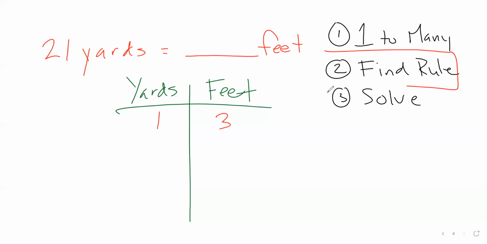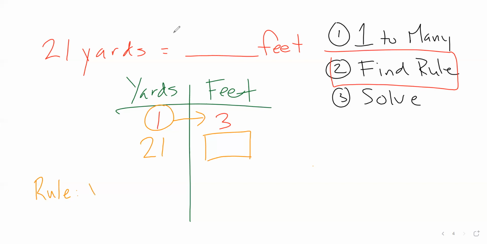Okay, so again, we now want to fill in what we have. This is what's going to help us with finding the rule. So I'm going to say, well, we know we have 21 yards and what we need is feet. So that means I'm starting with yards, I'm going to feet. So I'm getting bigger. So again, this has to be a multiplication rule. I'm going from 1 to 3, that allows me to get larger. So that has to be a multiplication.